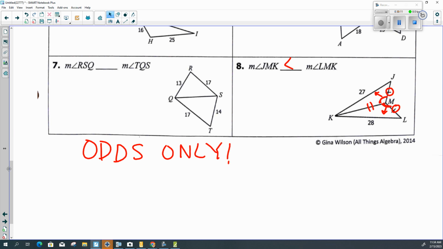Baxter, do I have to do all of them? The odds. Ethan, do I have to do all of them? Which ones do I have to do? Does anybody else?